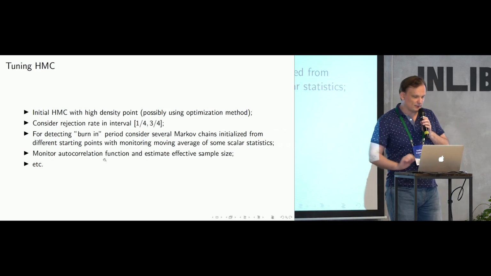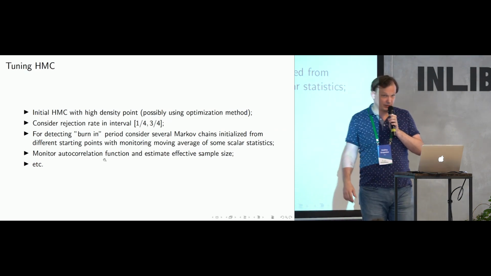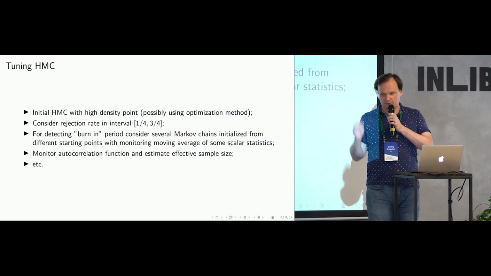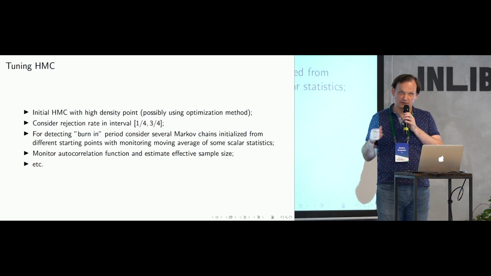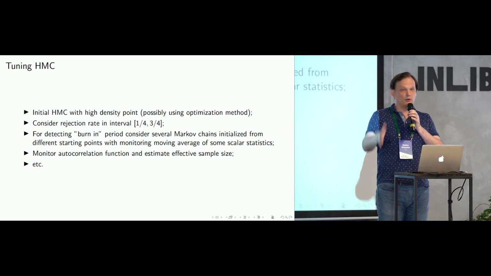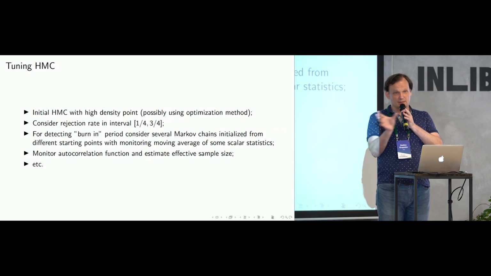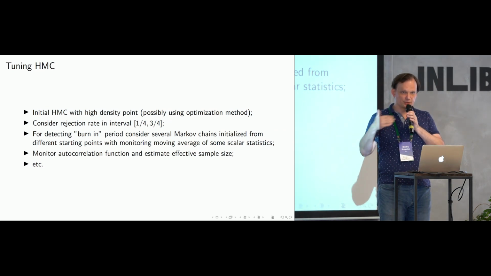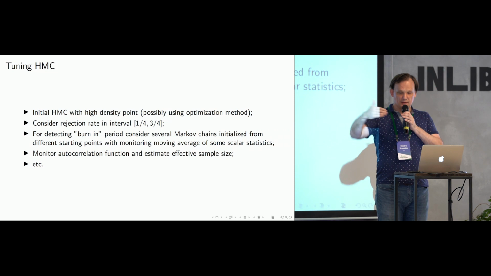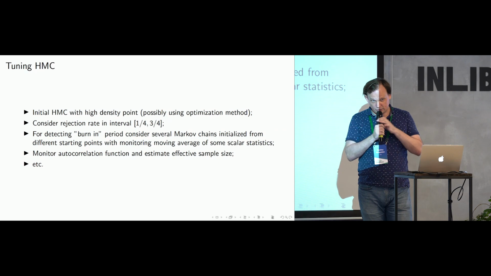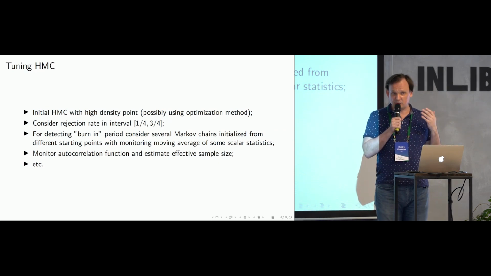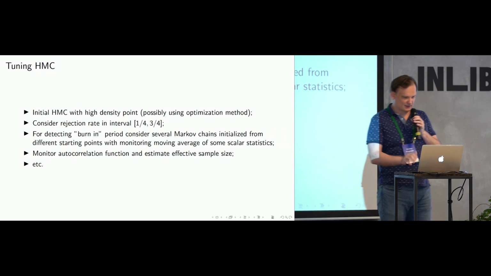And one more thing is that you may monitor the autocorrelation function for some scalar, for some coordinate of your samples. In a good case, you should have an autocorrelation function that drops quickly with the lag. So there would be almost no correlation with some interval between the points. And if it is not the case, it means that the correlation between points is high, and you need to tune your parameter somehow.